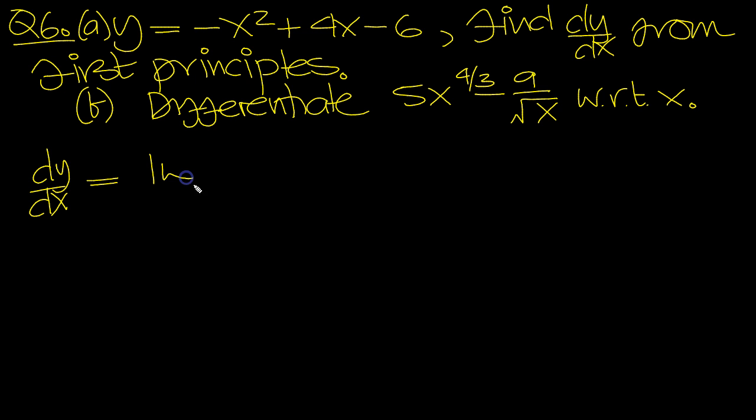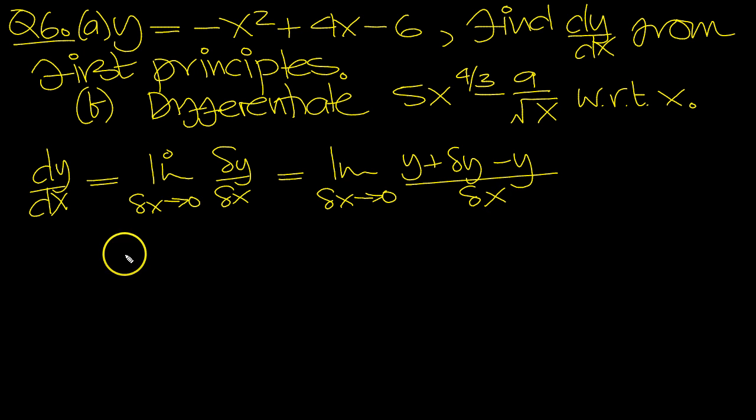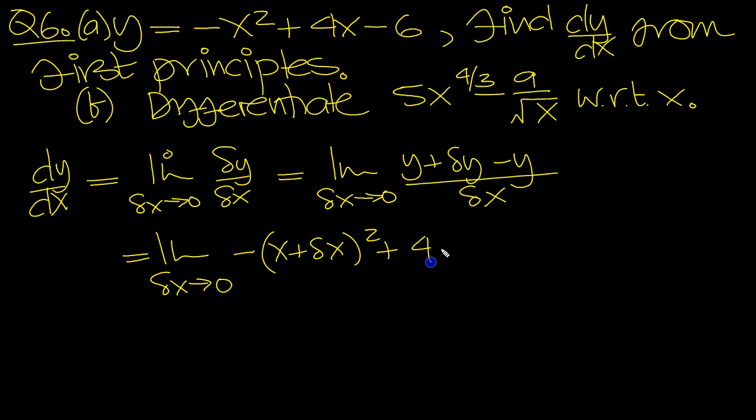So dy dx is equal to the limit of delta y over delta x as delta x tends to 0, which is equal to the limit as delta x tends to 0. Now delta y will be y plus delta y minus y over delta x, isn't it? And that's equal to the limit as delta x tends to 0 of y plus delta y, put in the x plus delta x here, minus x plus delta x, minus this value squared, plus 4 times the x plus the delta x, minus 6.